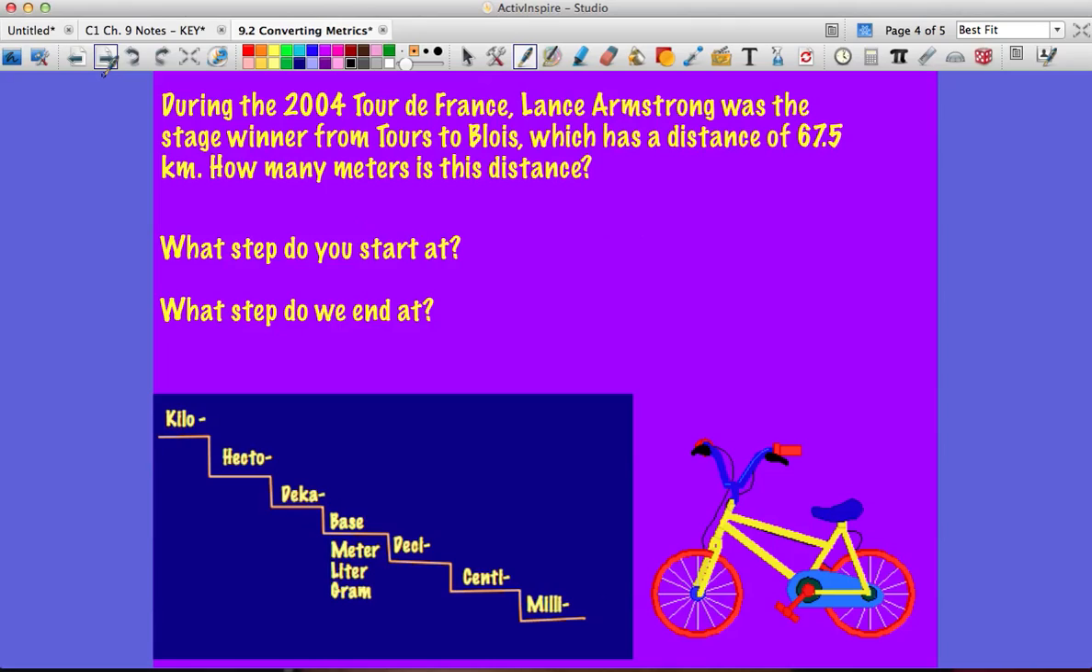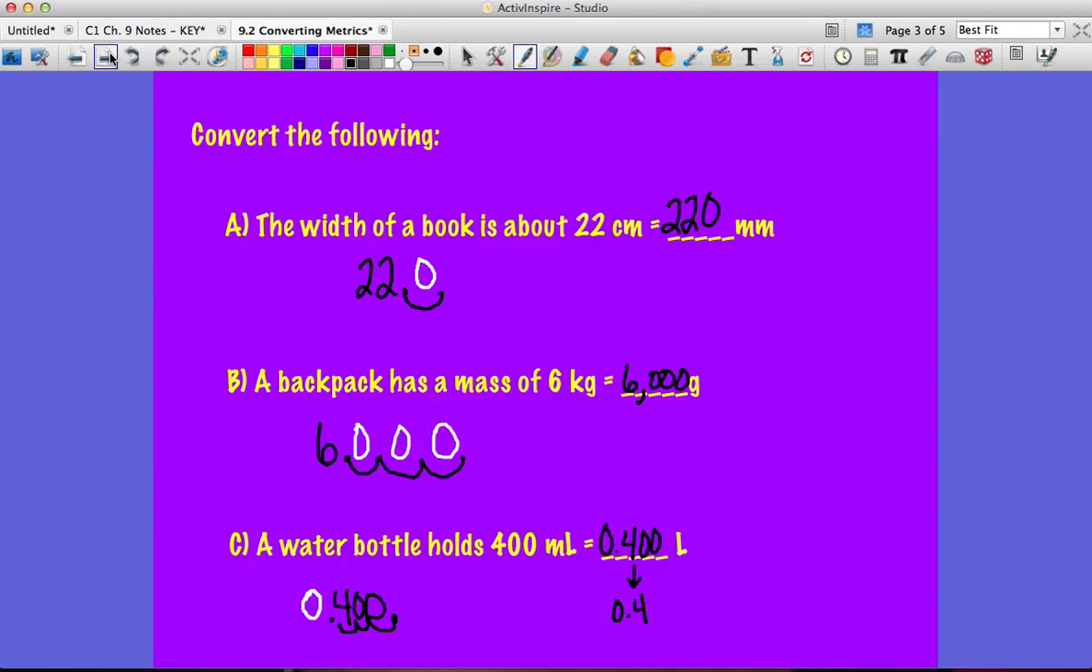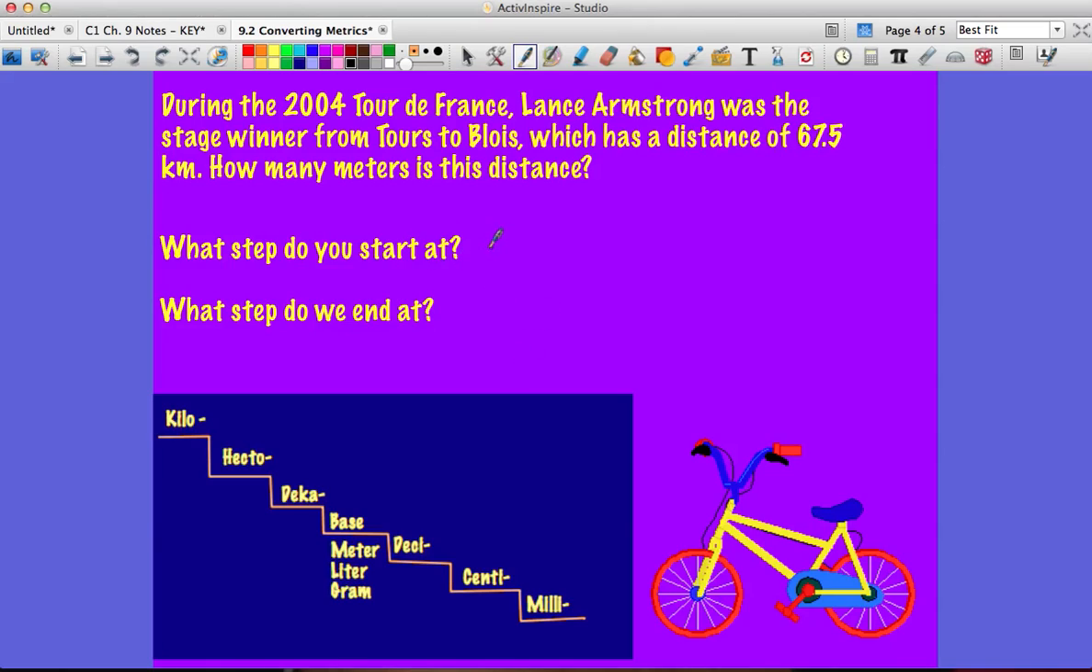Alright, so now we're going to take this and put it into a real life situation. During the 2004 Tour de France, Lance Armstrong was the stage winner from Tours to Blois, which has a distance of 67 5/10 kilometers. How many meters is this distance? Okay, so the first thing you want to do is figure out what step you started at and what step you end at. Once you do that, you can find the answer and convert just like you've been doing here. So take a minute, answer these 2 questions, convert your answer, and then come back and we'll check your answer.